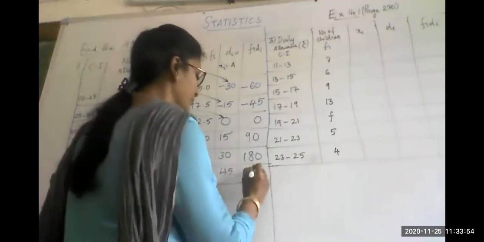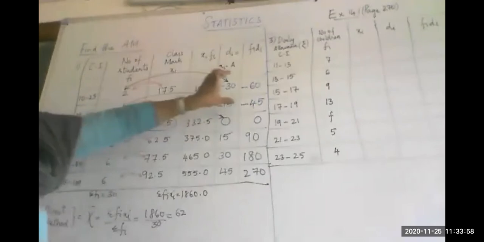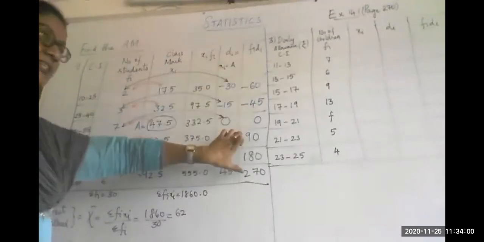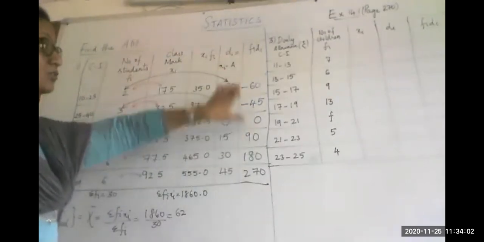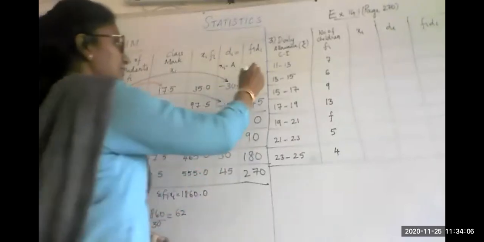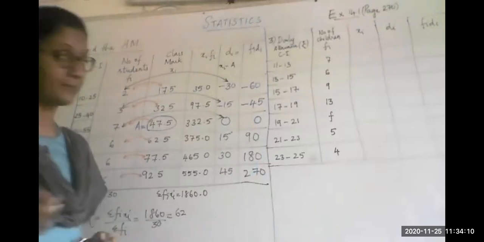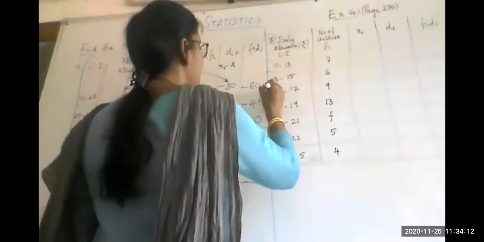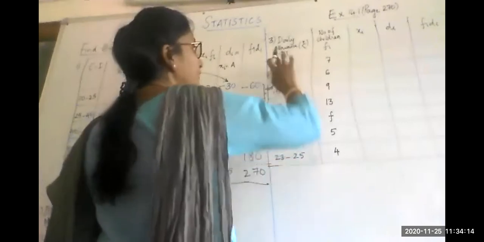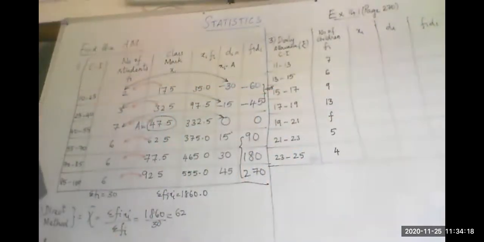So in this column, you have negative numbers as well as positive numbers, right? So you put the negatives together and the positives together first. What are negative 60 and negative 45 summing up to? Negative 105. Yes, negative 105. Here, what is the sum of 90, 180 and 270?